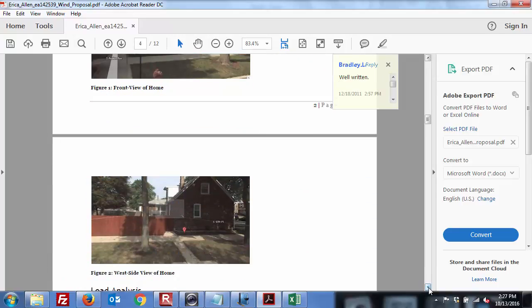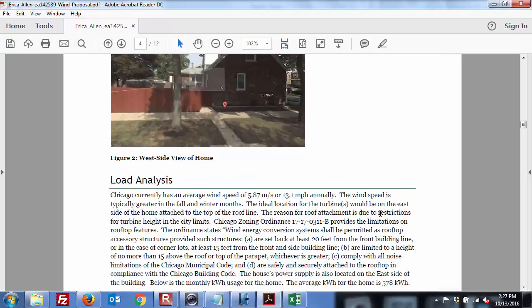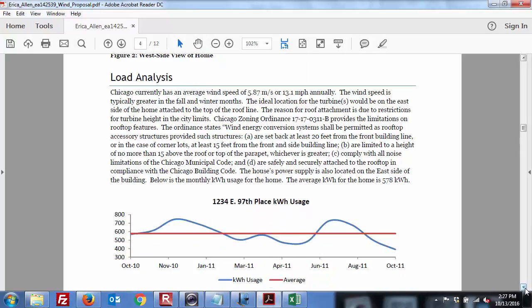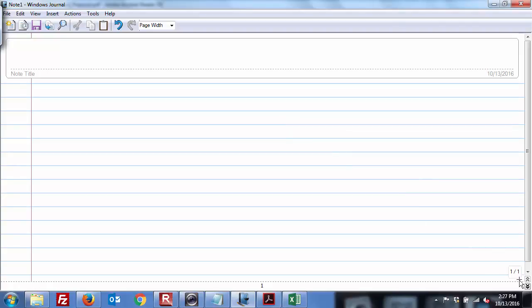There's the front of the house. Here's the west side. Load analysis. Let me make this a little bit bigger. There's the average wind speed, so this is how much energy I might expect to get. What I don't see in here, and what you would want to show, if you're designing a wind turbine or purchasing a wind turbine, you're going to want to get this from the manufacturer.